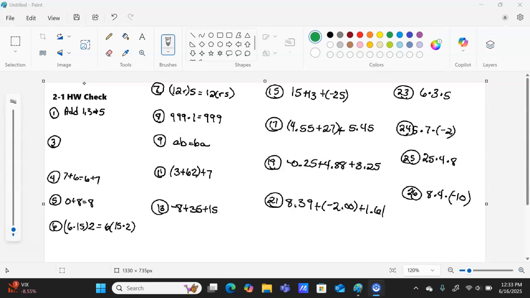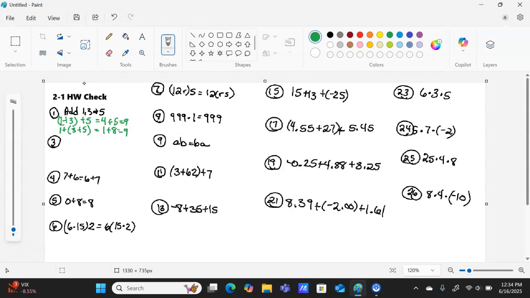This video covers section 2-1, and in the first two, 1 and 3, they ask us to use the associative property to write two different expressions that you could use to find each. So add 1, 3, and 5, so you could do 1 plus 3 plus 5, or 1 plus 3 plus 5. And what that does is have you add them in a different order. So you would have 4 plus 5, which would be 9. And here you would have 1 plus 8, which would also be 9.